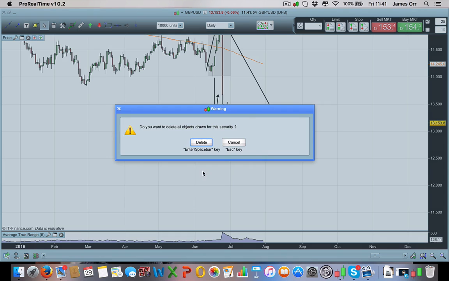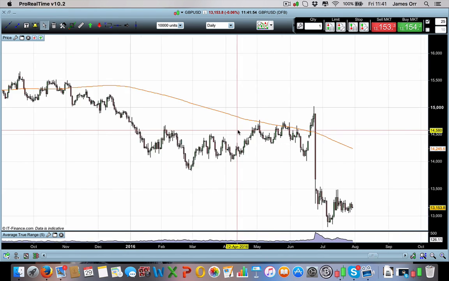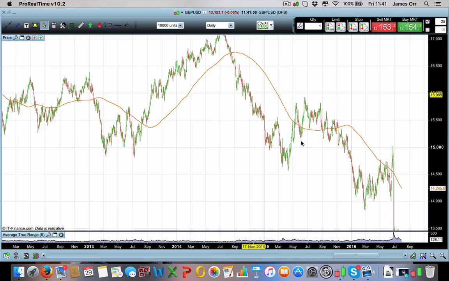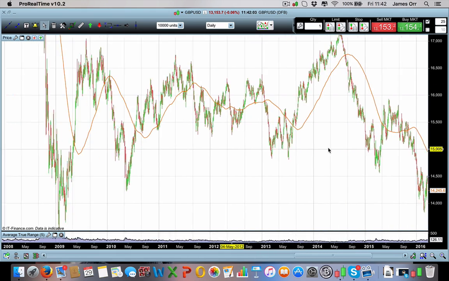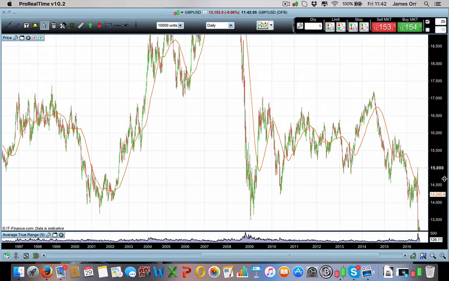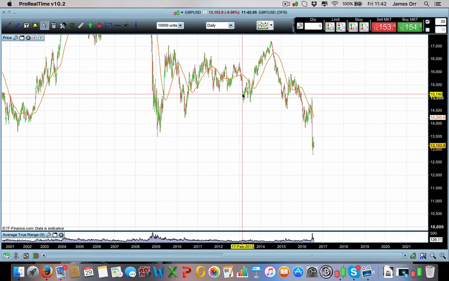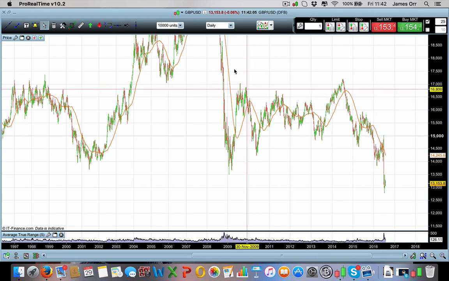Now, what I also want to show you quickly is a pattern on this market which would have given you a clear indication that we were looking at the potential for some strong downside.